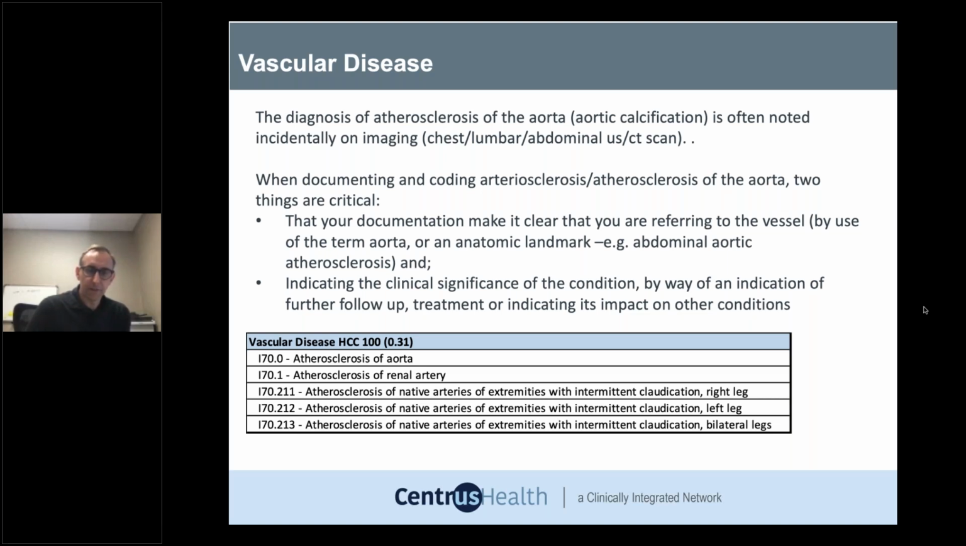I70.0, atherosclerosis of the aorta, is something that's commonly called out by radiologists, or if you're doing your own x-rays, you can see it on a chest or lumbar x-ray or CT scans. If it indicates some degree of atherosclerosis of the aorta, it's fair to include that on the problem list. It's important to denote why that's relevant to the clinical condition that you're seeing, and whether you took any action or had a treatment plan for that. But by putting it on the problem list so that it's there for future use, even if it isn't the primary focus of your visit, it provides a significant amount of risk adjustment.